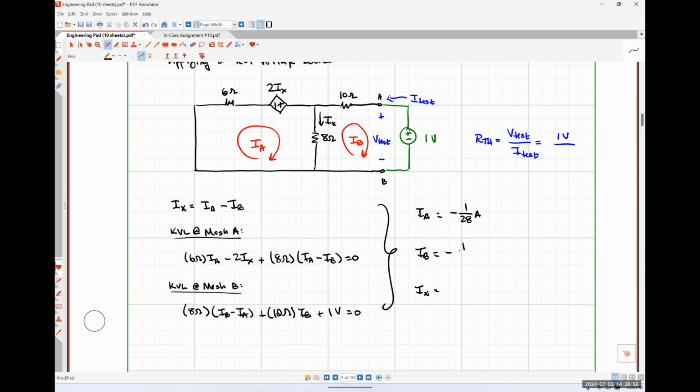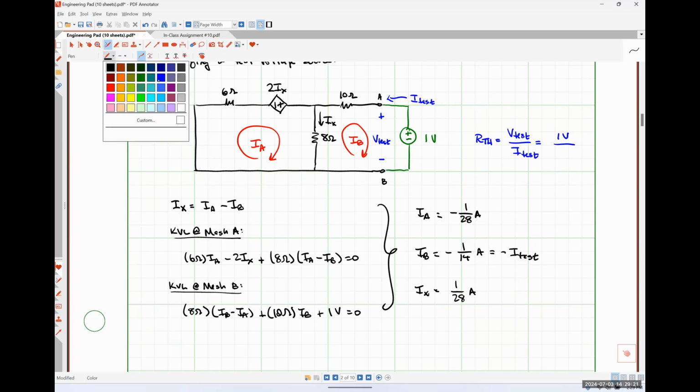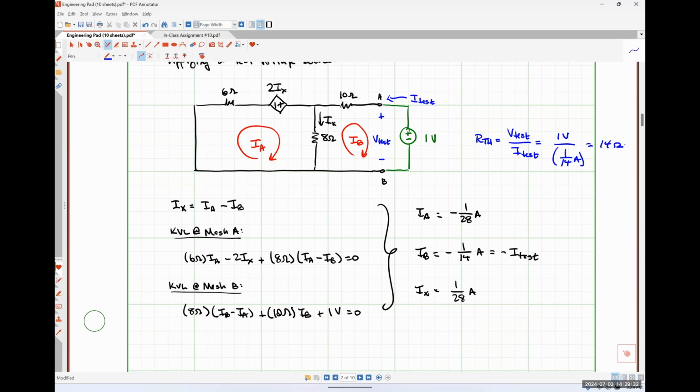IB is -1/14 of an amp, and Ix is +1/28 of an amp. So how do these currents relate to our test current? Negative IB will equal I test. Exactly right. So this is just negative I test. So up here, we would have positive 1/14 of an amp, and 1 over 1/14 is 14.